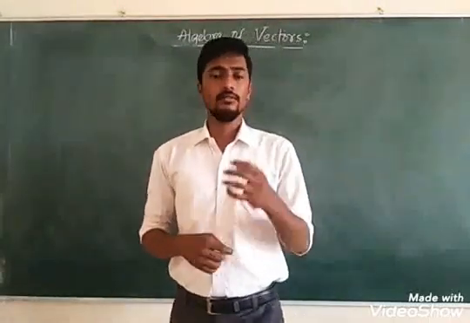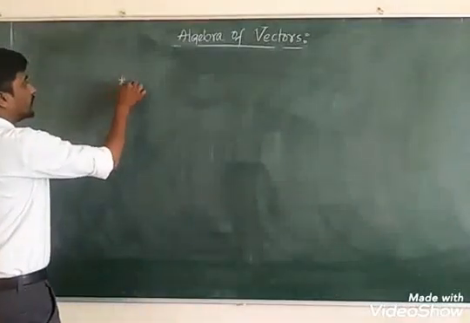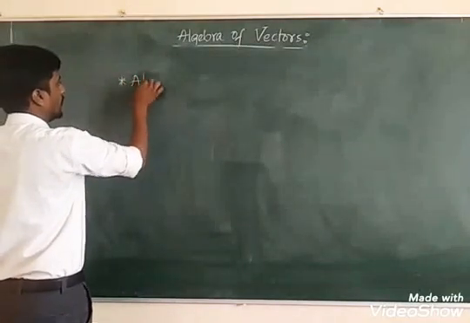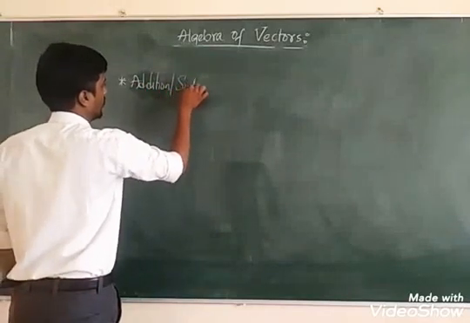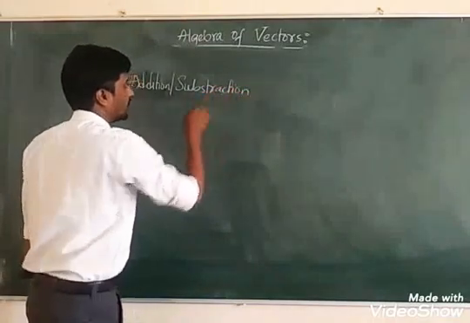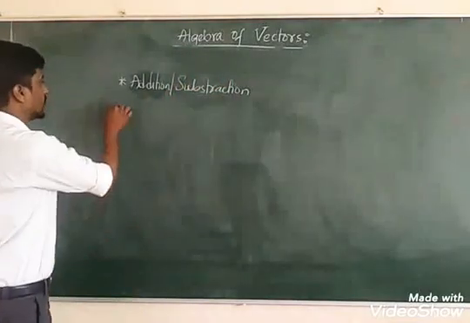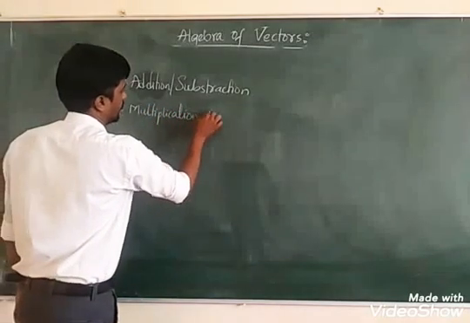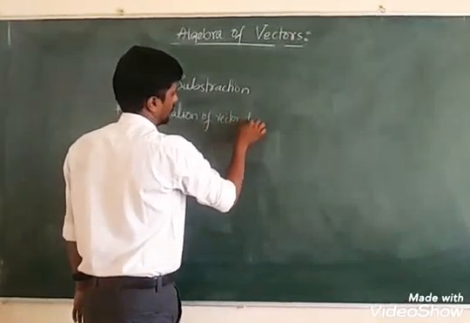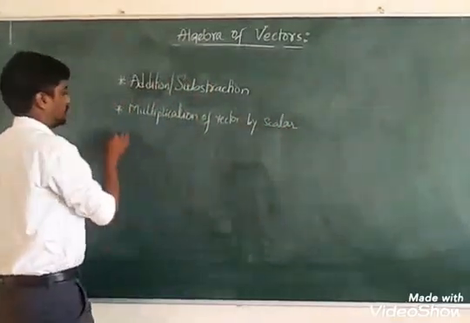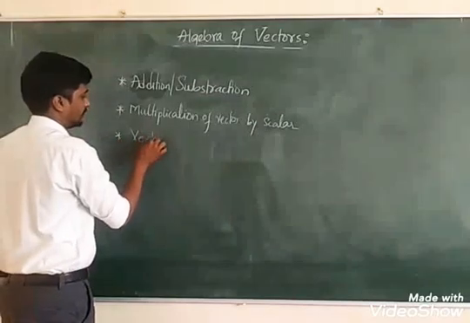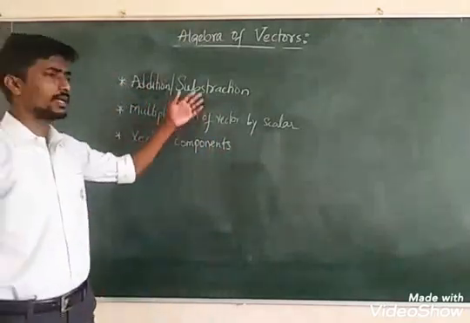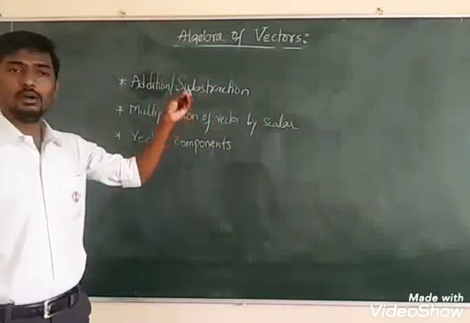In algebra of vectors we are going to study basically the sum, or I can write this as addition or subtraction, addition or subtraction of the vectors. Second thing, multiplication of a vector by a scalar, and we are going to study also the vector components. So basically we are going to study these three main topics in the algebra of the vectors.